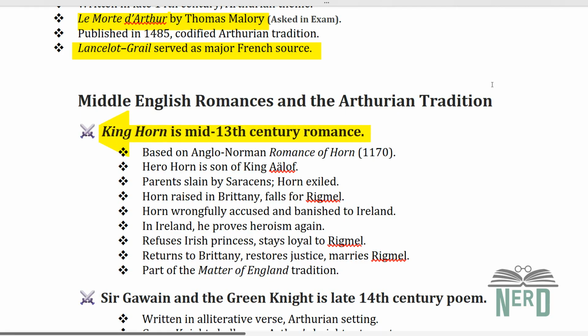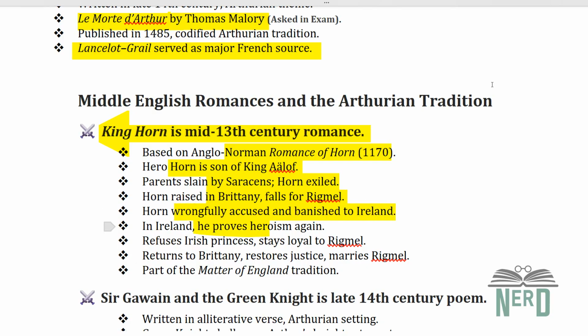We start with King Horn, one of the earliest Middle English romances, composed in the mid-13th century. It was based on the Anglo-Norman romance of Horn from around 1170. The story follows Horn, son of King Aylmer of Suddene, whose parents are slain by Saracens. Exiled, he grows up in Brittany and falls in love with Rymenhild, the king's daughter.